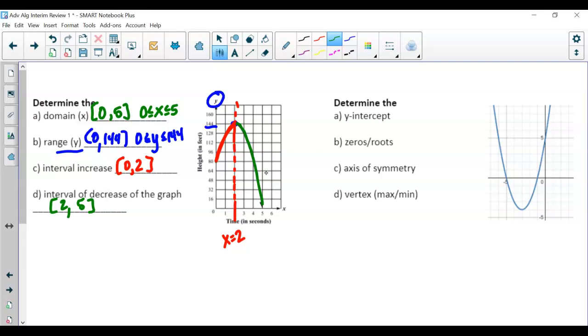Now here, the y-intercept. What's the y-intercept? +5. It's where it's crossing the y-axis, so here we're at (0, 5). Then the zeros are the roots. Remember, that's another way of asking for the x-intercepts. We have how many? 2, right? -5 and 1. So x is equal to -5 and 1, or you could say (-5, 0) and (1, 0).